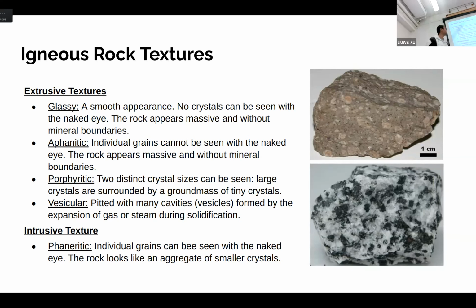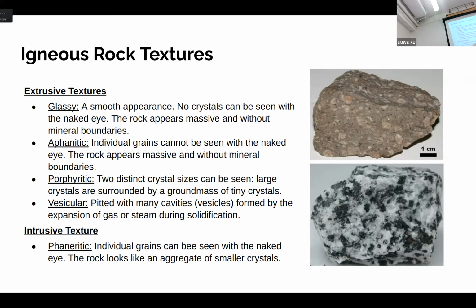The second one is aphanitic. This one is not as smooth as glassy, but the individual grains cannot be seen with naked eyes. The rock appears massive and without mineral boundaries. And then the next one is porphyritic. In this one, we can see two distinct crystal sizes, and the large crystals are surrounded by a groundmass of tiny crystals.